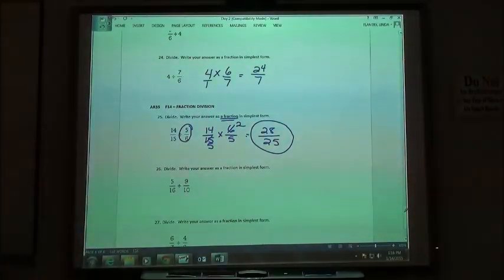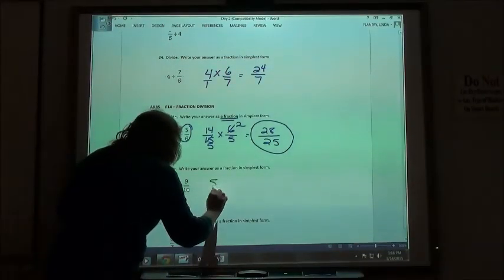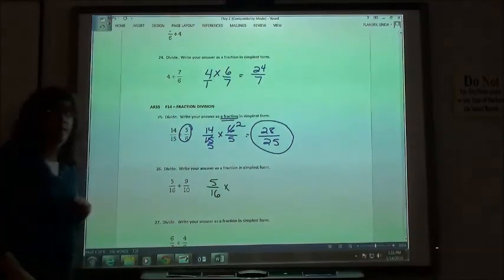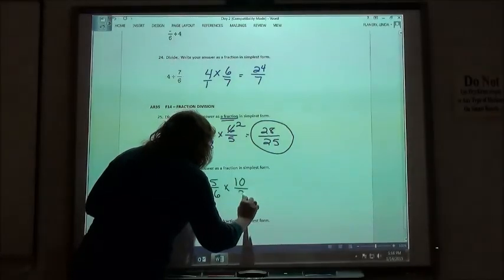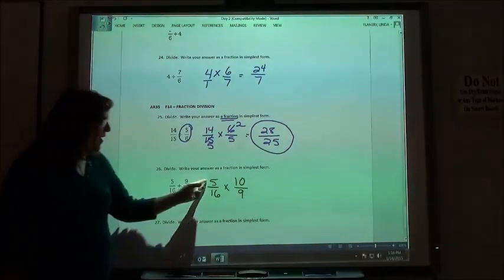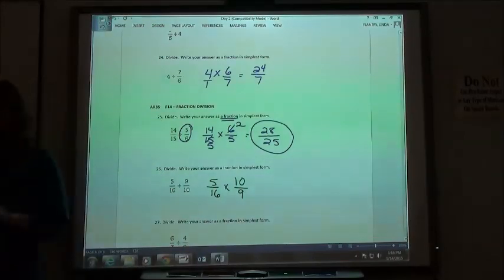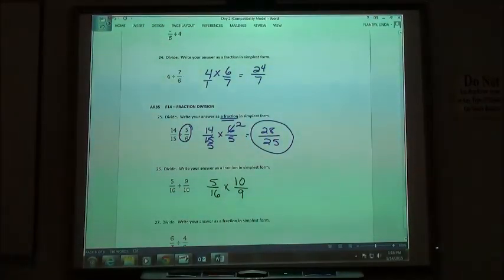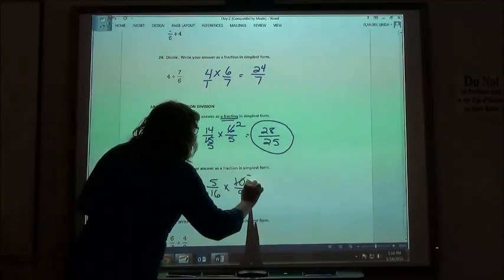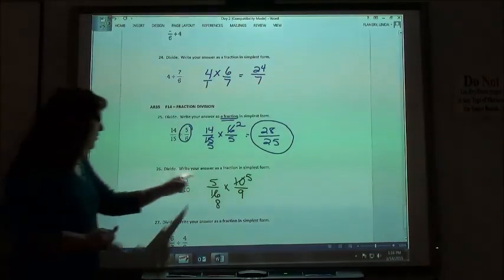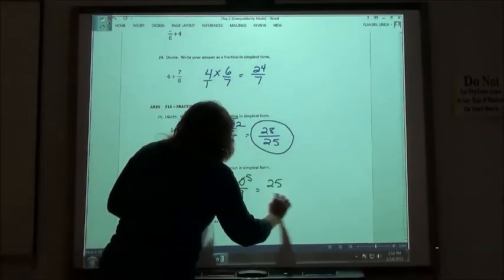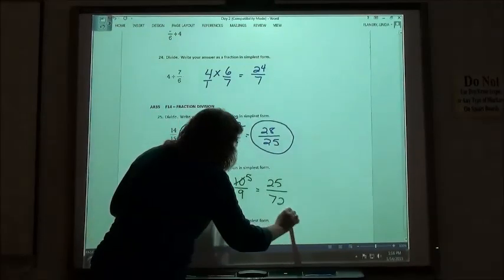So, number 26. If I take 5/16 and I divide it by 9/10, how would I rewrite my problem? 5/16 times 10/9. Then I look to see if I can reduce. The 5 and the 9 I can't reduce, but the 10 and the 16 are both divisible by 2. 2 goes into 10 5 times, 2 goes into 16 8 times. And so 5 times 5 is 25, and 8 times 9, 72.